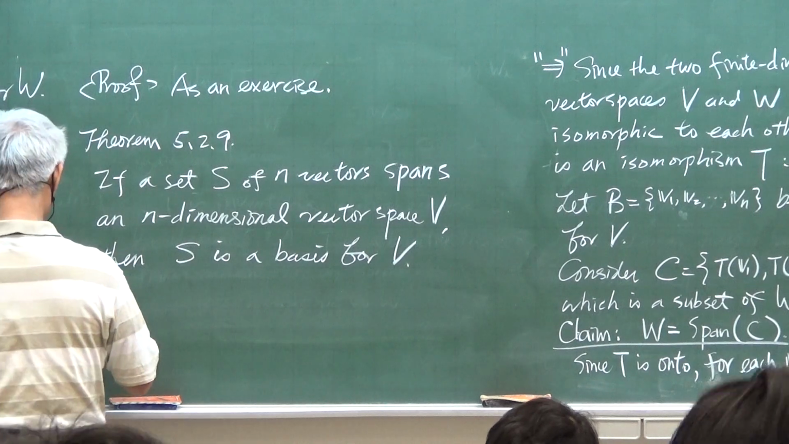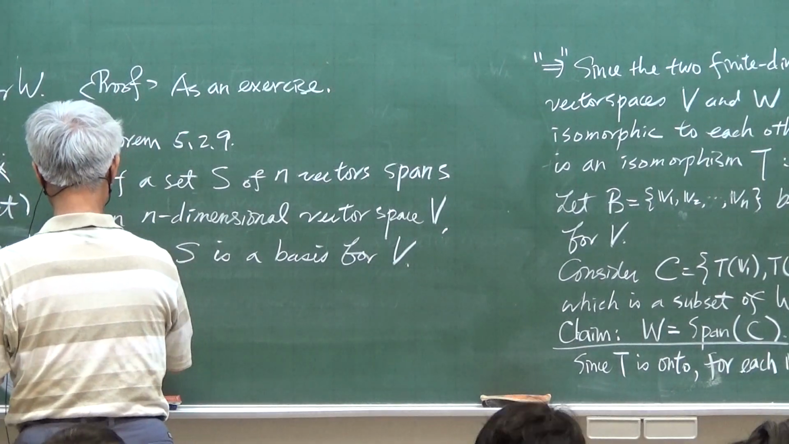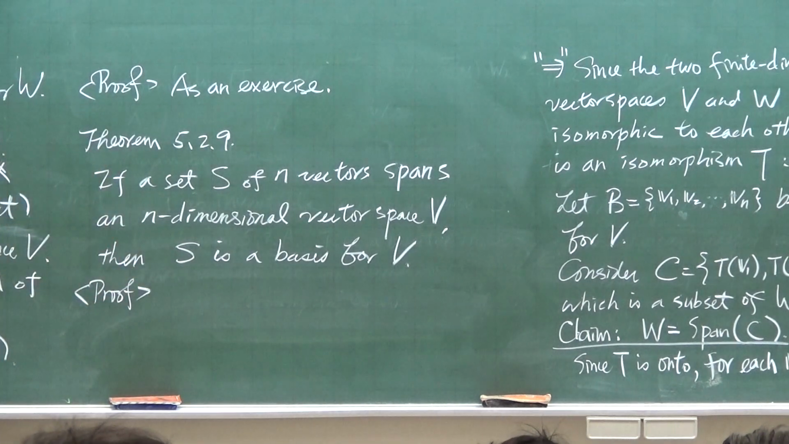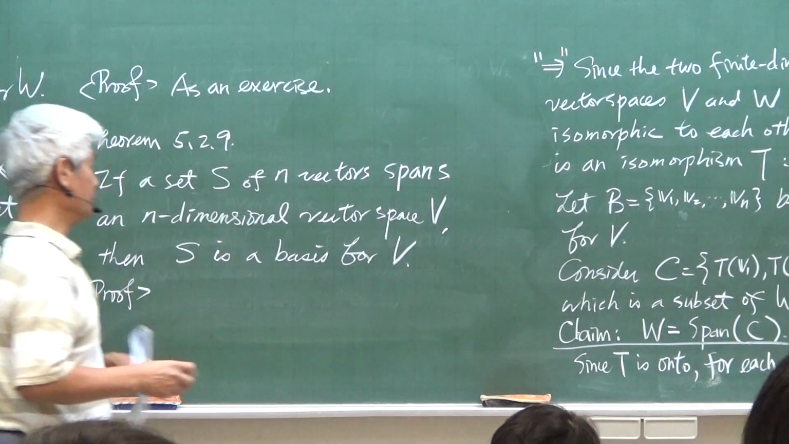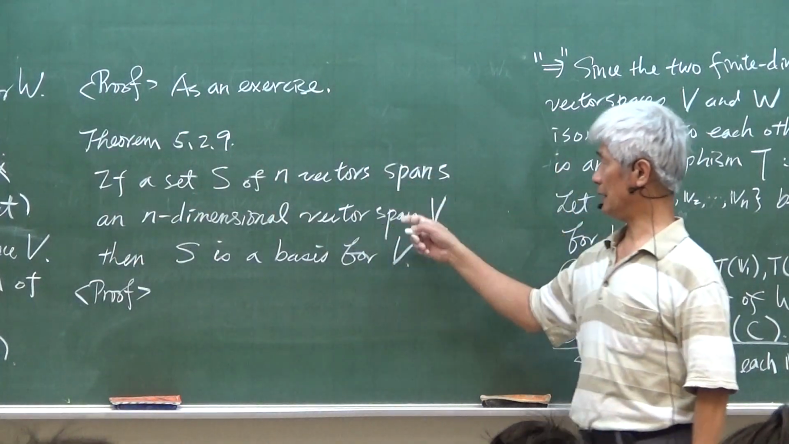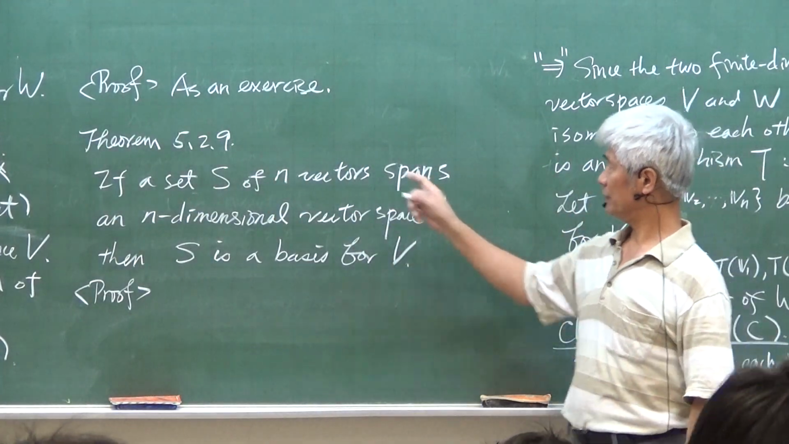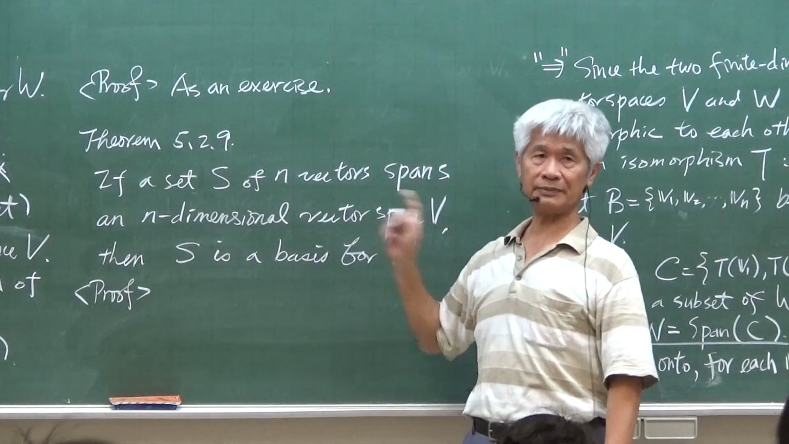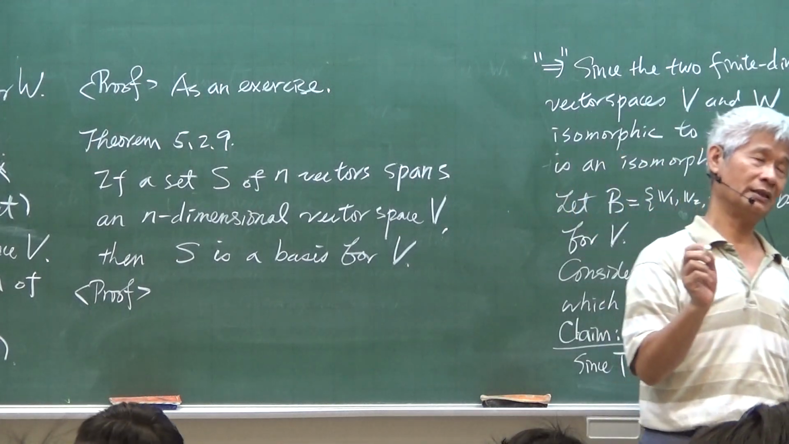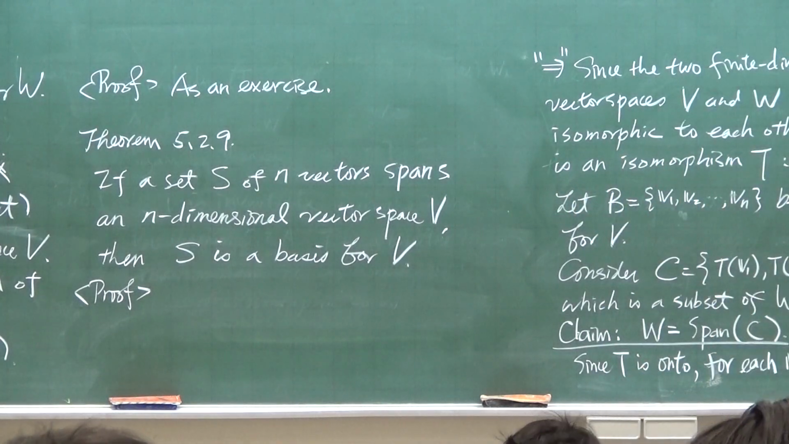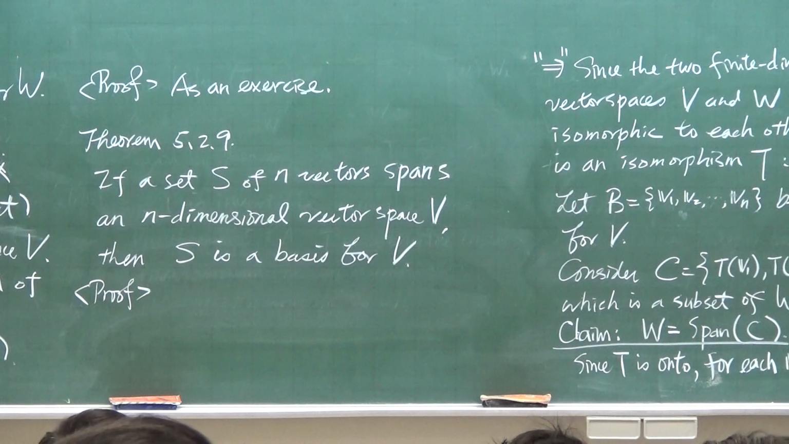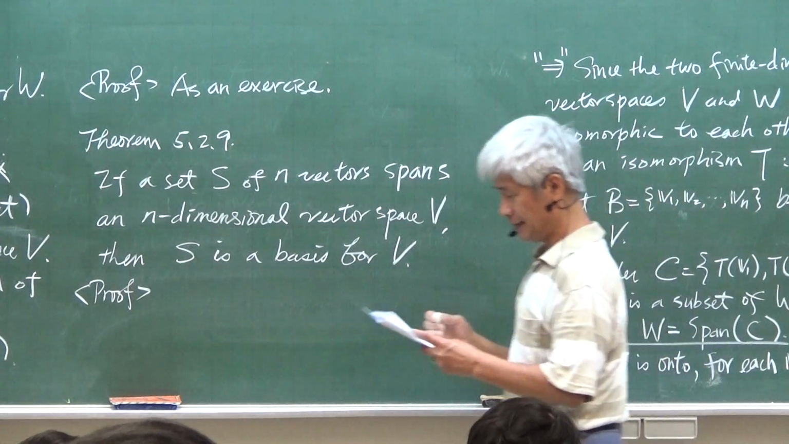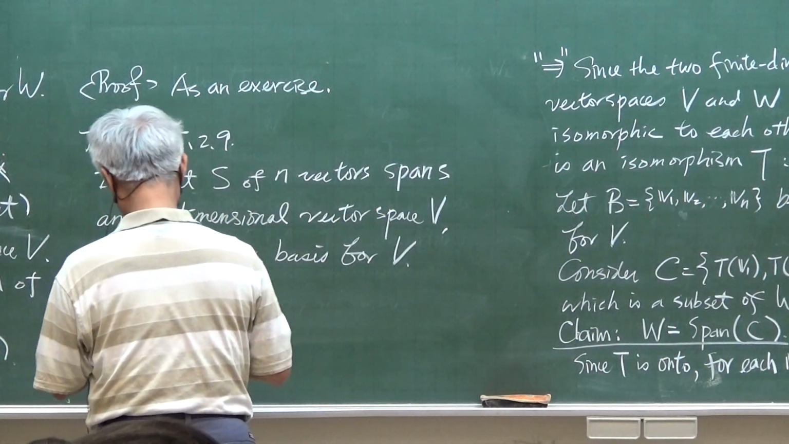So if S spans the vector space V, and the size of S is equal to the dimension of V, then this set is also linearly independent, and then S is a basis for V. Okay, so it's very interesting. It's a way to find a basis. If you know a vector space is n-dimensional, and then you find a set with n elements that spans V, then S must be a basis. You don't need to check that S is linearly independent because it's automatically true.